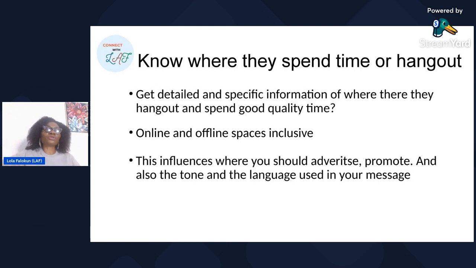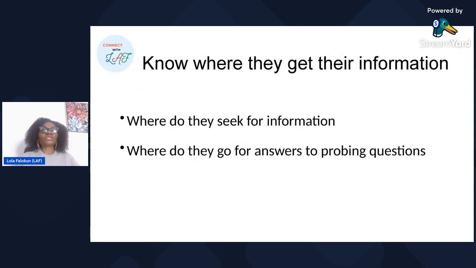But again, how do you pass this? You need to know where they spend time or hang out. So let's move. Know where they get their information. Where do they seek information? Where do they go for answers to probing questions? When they have questions bugging their minds, where do they go? Is it their social circles? You need to know. Do they get information by watching certain things? Those are places that you want to go and seek them. So know where they seek information, and that is where you meet them.